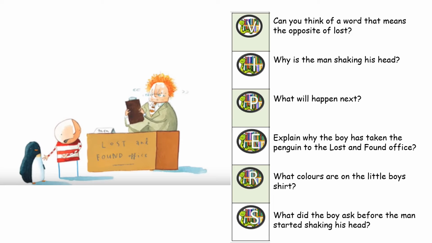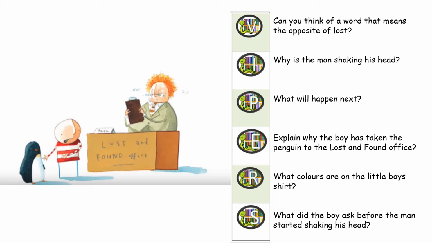The next one is R for retrieve. Now this is one that you should be able to just get the fact straight from the writing or from the picture. So it says, what colours are on the little boy's shirt? So you should be able to answer that one nice and quickly. So pause the video, tell somebody near you.